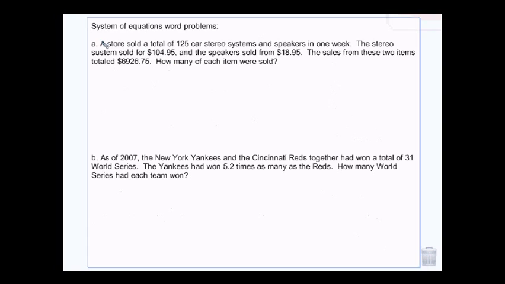We have to break this down. So we have a store sold a total of 125 car stereo systems and speakers in 1 week. We have to figure out what letter we want to use for this. I would say stereos and speakers, but those are both S's, and I can't have two S's. So what letter would you like to use for stereo systems? Okay, so we'll use S for stereos.